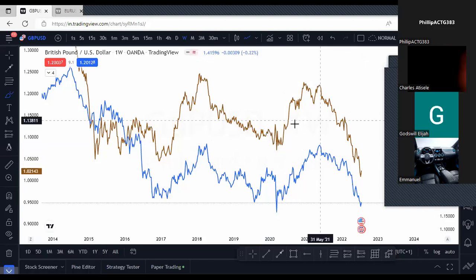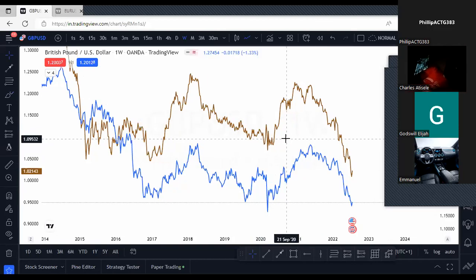So now, if you can spot the divergence on this chart, let me know. Drop some fives if you can spot the divergence on this chart.